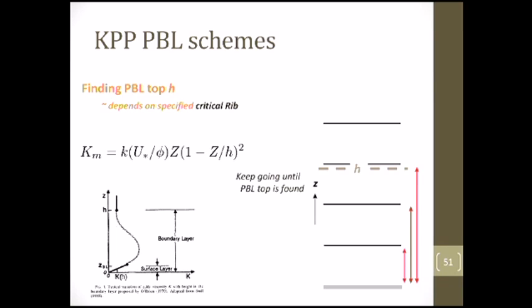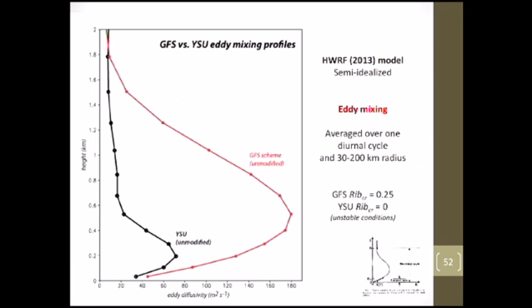That's essentially the way that works. At this point, I have H, I know Z, I have these things from the surface layer scheme. Kappa is a constant. I have everything I need to draw this particular profile. So now I'm going to show you profiles that come from time and azimuthally averaged profiles from the GFS and the YSU schemes. The GFS scheme produces a relatively large amount of mixing because its diagnosed PBL depth is high.